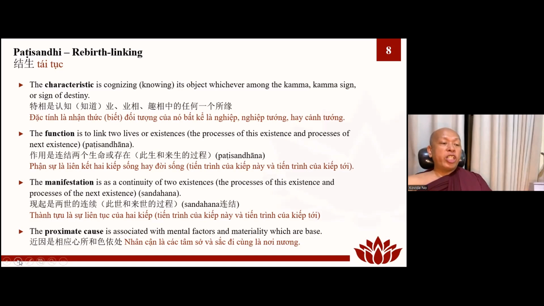The manifestation is as a continuity of two existences. The process of the existences, we call Sandhana, continuity, right? The proximate cause is associated mental factors or materialities, which are the base.